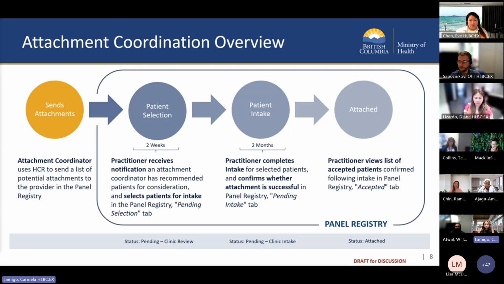If at any time the provider feels this potential attachment is not a match, they can decline the attachment, which will update the patient's Health Connect registry case to active. Again, the ideal flow starts with the AC using the Send Attachment Request function to provide a potential attachment list to the provider. Then the provider should action the list and proceed to intake within 2 weeks before follow-up is needed by the attachment coordinator. Lastly, the provider should confirm within 2 months whether attachment was successful before additional follow-up is required.